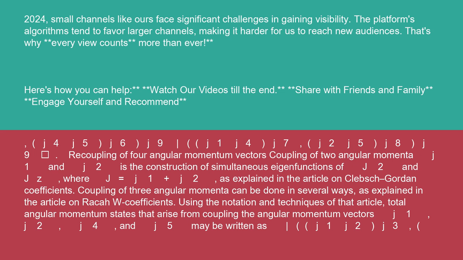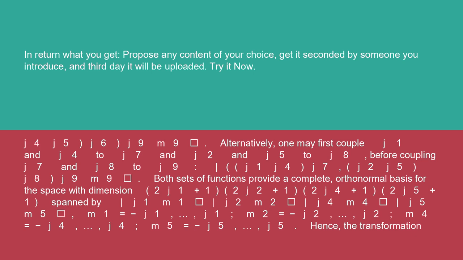Recoupling of four angular momentum vectors. Coupling of two angular momenta j1 and j2 is the construction of simultaneous eigenfunctions of J² and Jz, where J equals j1 plus j2, as explained in the article on Clebsch-Gordan coefficients. Coupling of three angular momenta can be done in several ways, as explained in the article on Racah W-coefficients. Using the notation and techniques of that article, total angular momentum states that arise from coupling the angular momentum vectors j1, j2, j4, and j5 may be written as |(j1 j2)j3, (j4 j5)j6, j9 M9⟩.